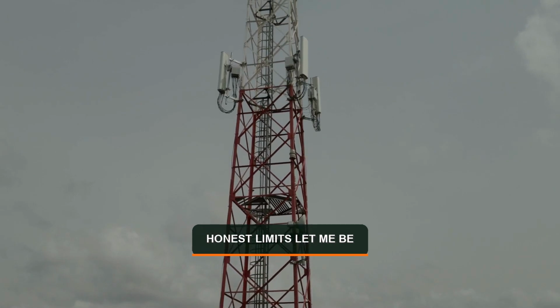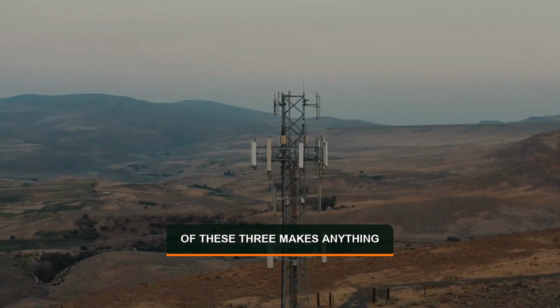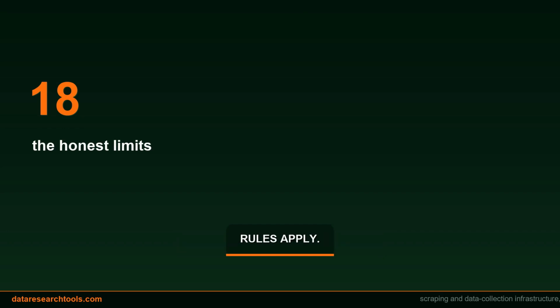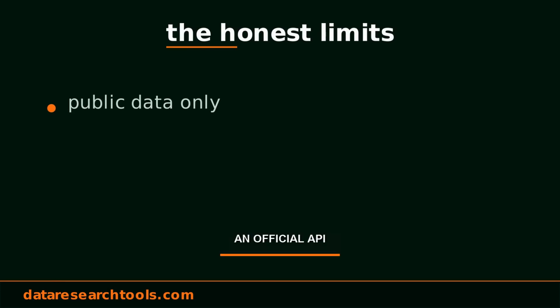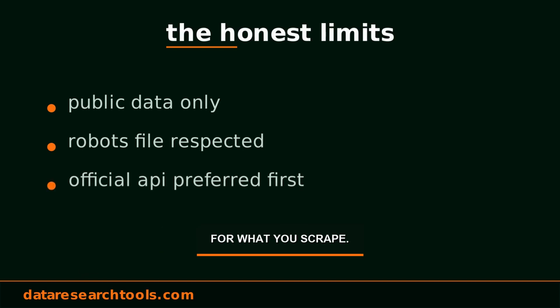The honest limits. Let me be straight about the boundaries, because no endpoint changes them. None of these three makes anything undetectable, whatever the landing page implies, and none of them makes it legal to collect data that was never yours to collect. The same rules apply. Public data, the robots file respected, an official API or bulk feed preferred where one exists. A polite rate held. A service absorbs the infrastructure work, but not the responsibility for what you scrape.